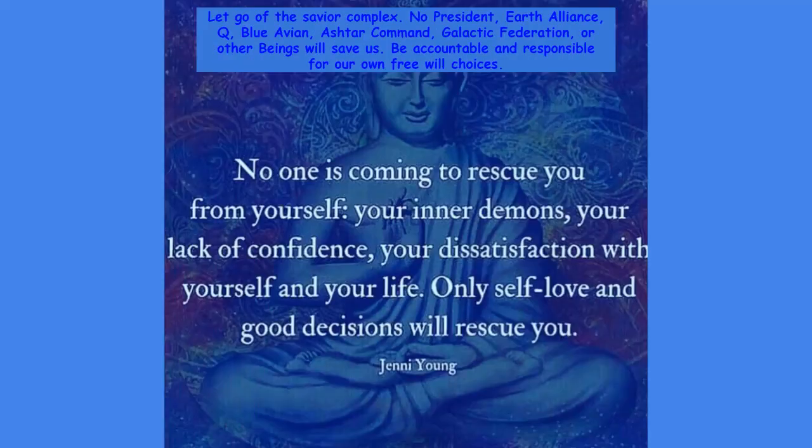Let go of the savior complex. No president, Earth Alliance, Q, Blue Avian, Ashtar Command, Galactic Federation, or other beings will save us. Being accountable and responsible for our own free will choices. No one is coming to rescue you from yourself, your inner demons, your lack of confidence, your dissatisfaction with yourself and your life. Only self-love and good decisions will rescue you.